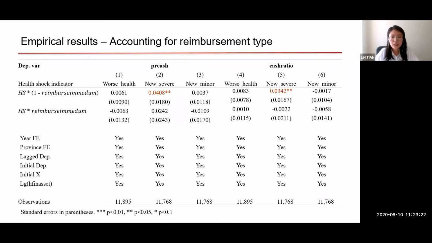And we report the estimates for people who cannot get immediate reimbursement in the first row. So this is the marginal effect of health shock for people who cannot get immediate reimbursement. And the second row reports the estimates for people who enjoy immediate reimbursement. So again, we find that the new severe domain is only significant for people who cannot get immediate reimbursement. That means the relationship between health shock and cash holding is stronger for people who cannot get immediate reimbursement. So that supports our fourth hypothesis.